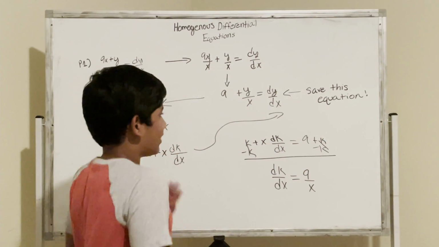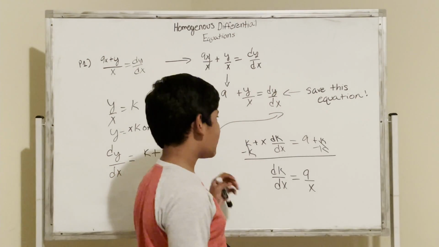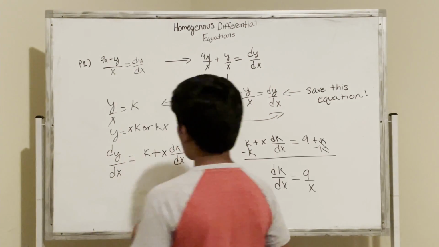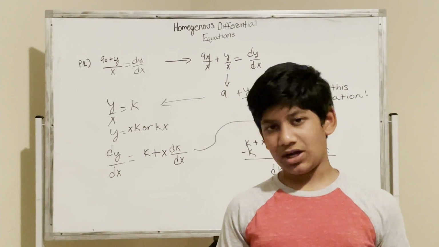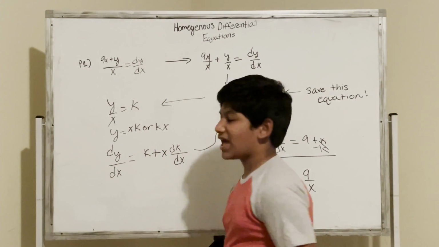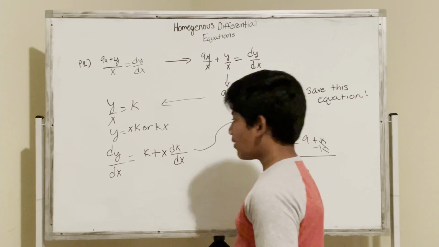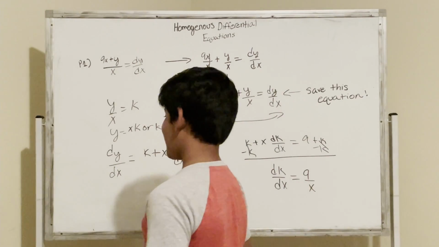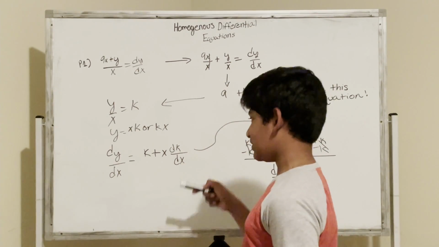So once we save an equation, we know that it's equal to dy over dx. Then we're going to make some substitutions. We're going to state that y over x is equal to some variable, or an arbitrary variable, which we called k. Then solve for y to get xk or kx using the commutative property of multiplication. Then we're going to have dy over dx is equal to k plus x dk over dx.